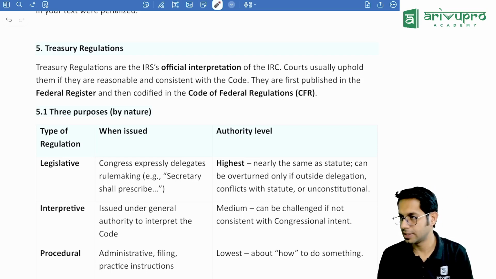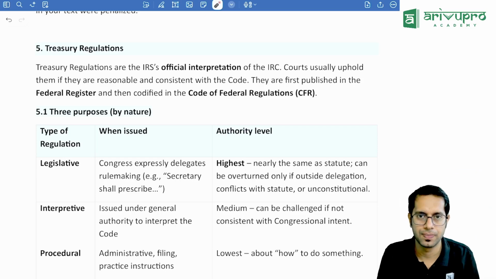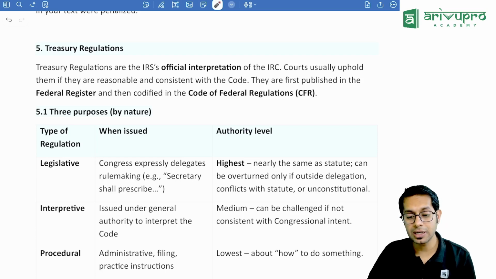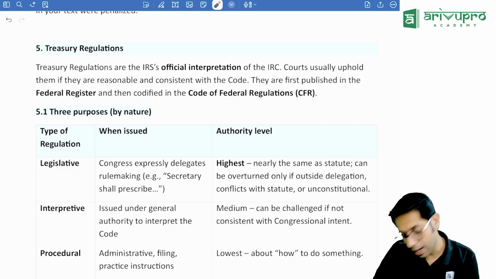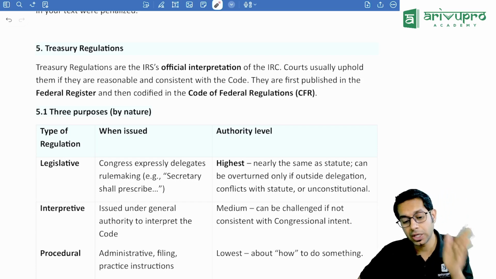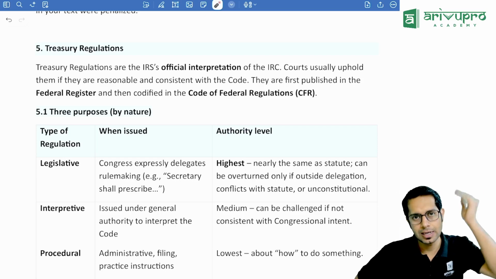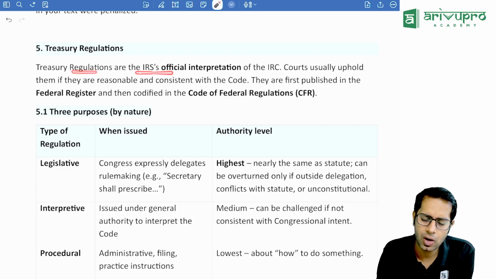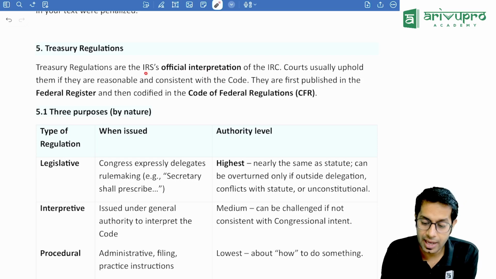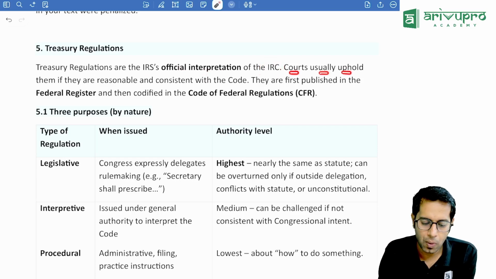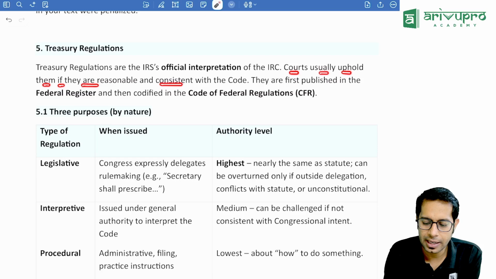The Ministry of Finance. The department will do its interpretation and they will pass their regulation, which is nothing but income tax rules. Can I rely upon income tax rules? Lawmaker says definitely yes, because income tax rules are the official interpretation of the Income Tax Act. So they say treasury regulations are the IRS official interpretation of the IRC, Internal Revenue Code. Courts usually uphold them if they are reasonable and consistent with the code.